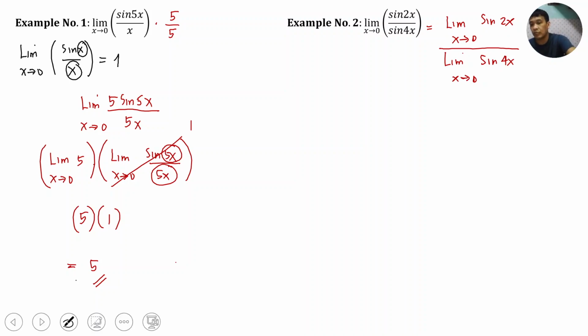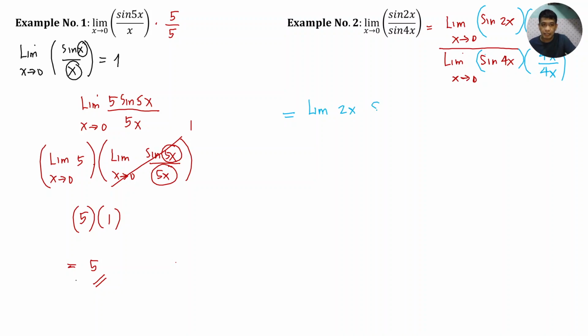So para magkaroon ako ng 2x sa denominator, magmumultiply ako both numerator and denominator by 2x. Similarly, para magkaroon ako ng same denominator, maglalagay ako ng 4x sa numerator, maglalagay ako ng 4x sa denominator. Yeah, if I do that, magiging limit of 2x sine 2x all over 2x as x approaches 0 all over limit of 4x sine of 4x all over 4x.